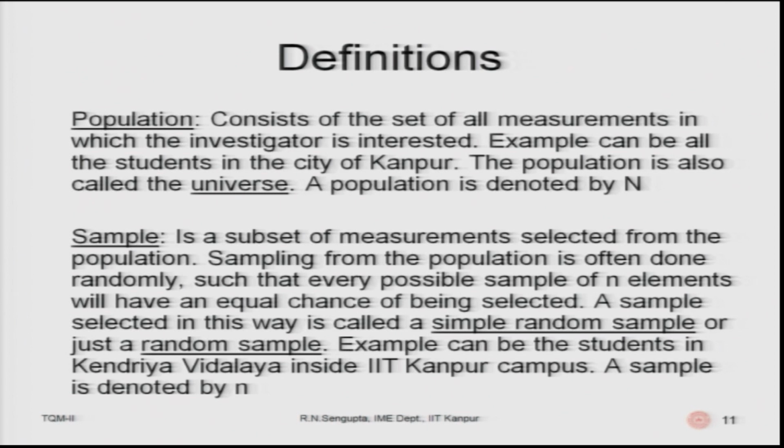Continuing with the example we just discussed a few minutes back, the whole population being capital N is the number of students in Kanpur city. For the sample, the example can be the students in Kendriya Vidyalaya inside the IIT Kanpur campus. That would be the sample, and as I mentioned, it would be denoted by small n.